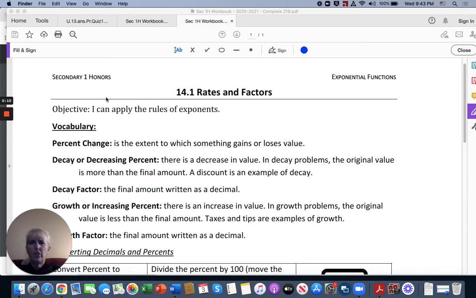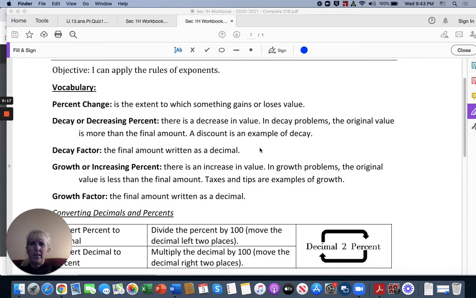We need to know some vocabulary. There is percent change, which is the extent to which something gains or loses value. Decay or decreasing percent, there's a decrease in value. In decay problems, the original value is more than the final amount. A discount is an example of decay. The decay factor is the final amount written as a decimal.